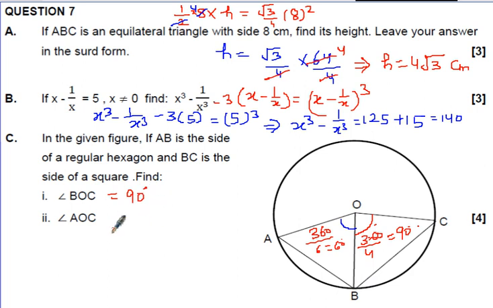360 upon 4, and AOC you have to add. So 60 plus 90. You have to add 60 plus 90 and you can get 150. So your correct answer is 150 degree, sorry. How am I adding? 90 plus 60 is 150. I was checking some message.